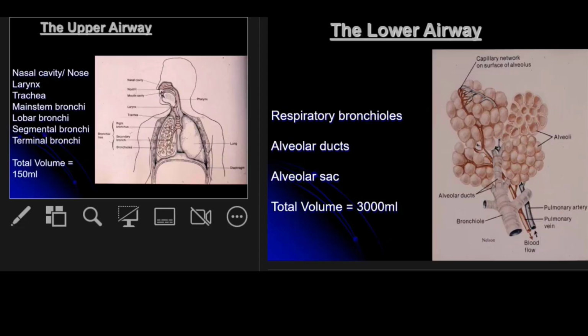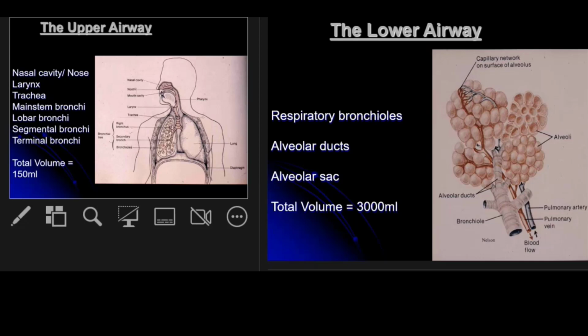So the upper airway, and when I think about human physiology, I think about it a lot in terms of plumbing and electrical. If you know anything about electricity and plumbing, you can pretty much figure out human physiology. The upper airway is more of a plumbing thing. It's a conduit that exists to get air down to the working part of the lungs, which is the alveoli and the gas exchange sacs. So the upper airway consists of the nasal cavity, the nose, the larynx, the trachea, the main stem bronchi, the lobar bronchi, segmental bronchi, and terminal bronchi, and the total volume of that upper airway is about 150 milliliters.